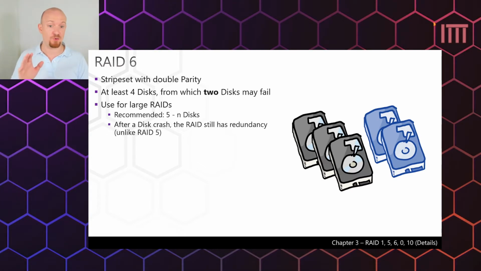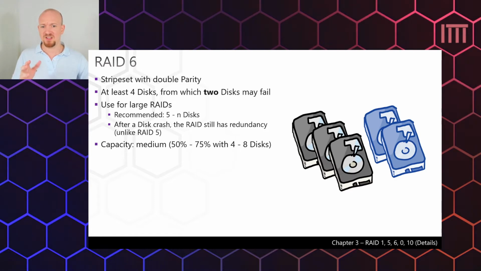After one disk crashes, the RAID still has redundancy, unlike in a RAID 5, where when one disk crashes you have no more redundancy. If a second disk crashes, you would lose all your data with a RAID 5. With a RAID 6, you have one additional disk for your data safety. The capacity is about medium. You have 50% capacity when using only 4 disks, and you have 75% capacity if you use it with 8 disks.